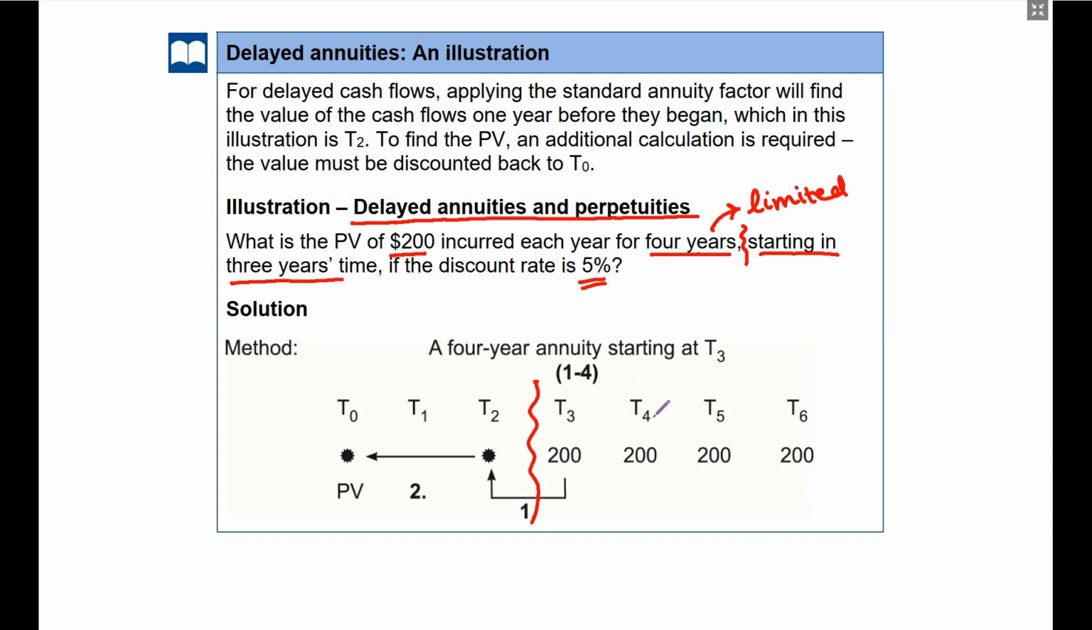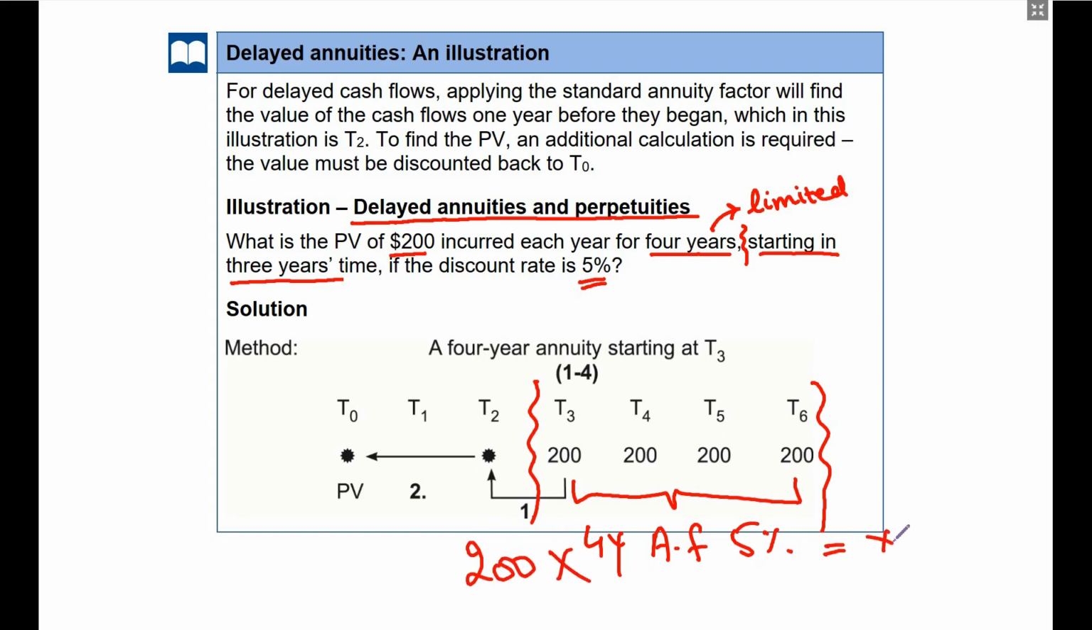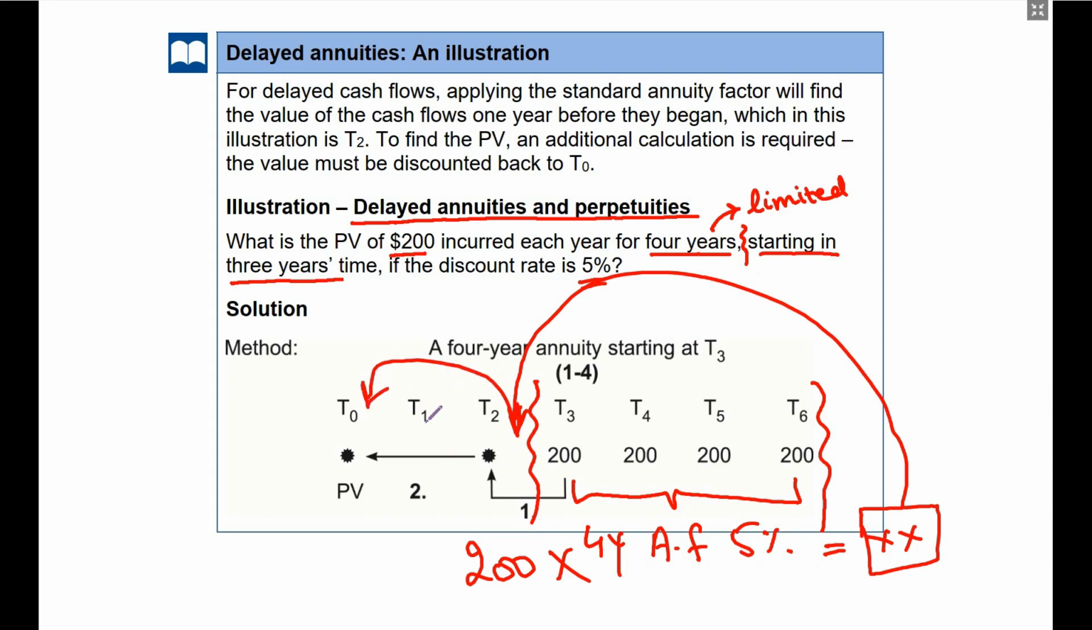So here we have year 1, 2, 3 and 4. Fine. So we will take the annuity for these 4 years. For example, the 4-year annuity factor according to a 5% discount rate, and we will multiply it with 200 and we will have some answer here. Now whatever answer we get, we will discount it from this period to this period, or you can say we will discount it for these 2 years.